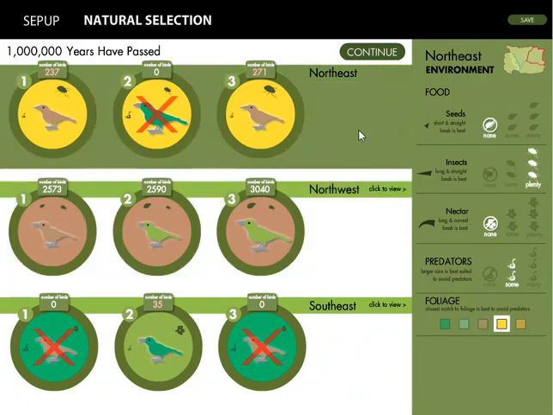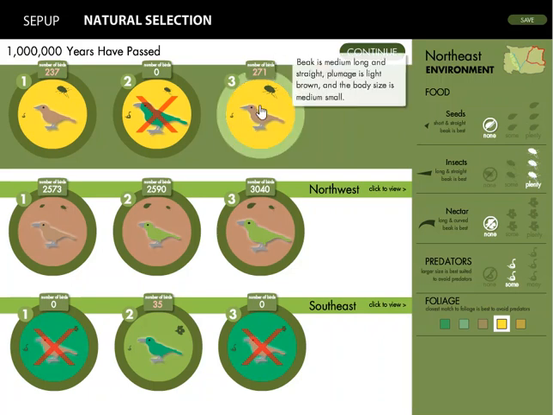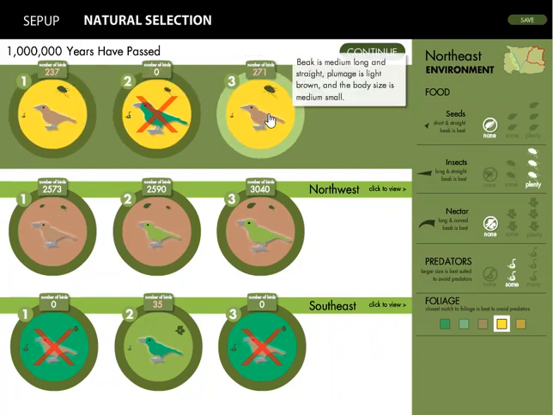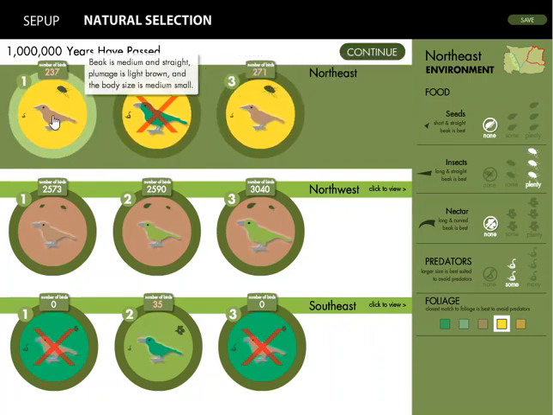Let's just recap. In the Northeast, which was arid, there were no seeds and no flowering plants for nectar, although there were plenty of insects. So long straight beaks, brown plumage, small to medium body size. Medium straight beak, light plumage, small to medium body size. So you can tell that these two have evolved in the same direction. The only difference between these two populations is that this first population has a slightly shorter beak.